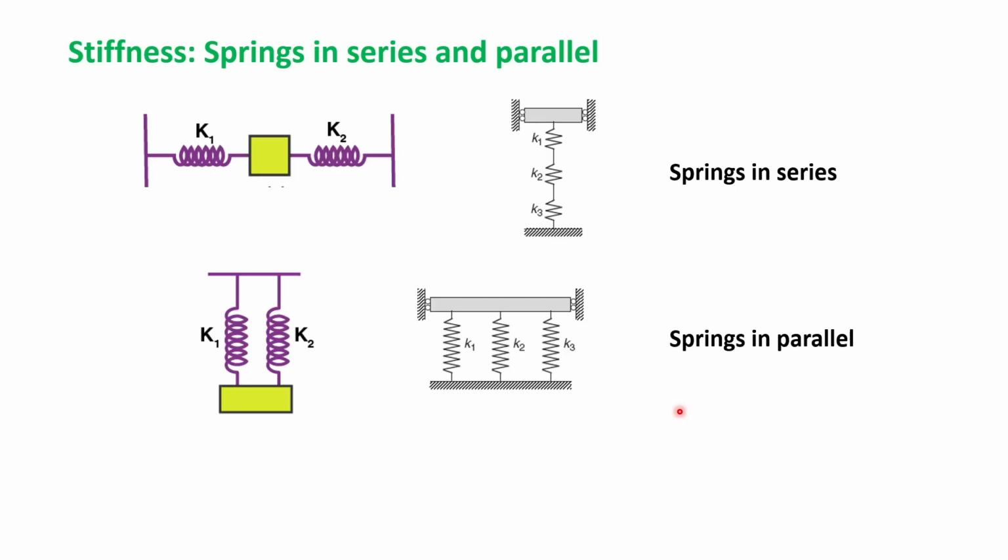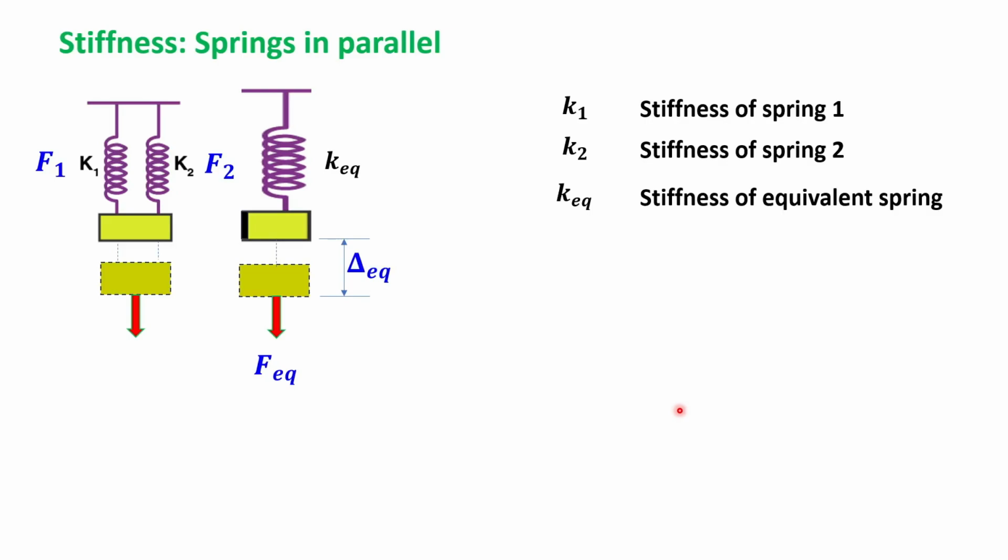Now how to get their combined stiffness? First let us consider springs in parallel. So these are the two springs which are parallel to each other. One has stiffness K1, another has stiffness K2. They can form an equivalent spring of a bigger stiffness, or a combined stiffness, which will be called the equivalent stiffness, K equivalent. And this resultant hypothetical spring will be undergoing some displacement which is equal to delta equivalent, or equivalent displacement.